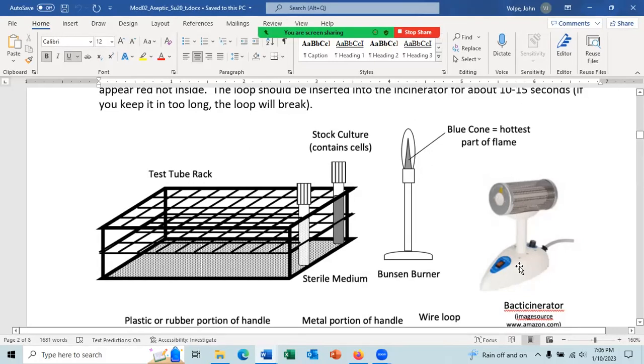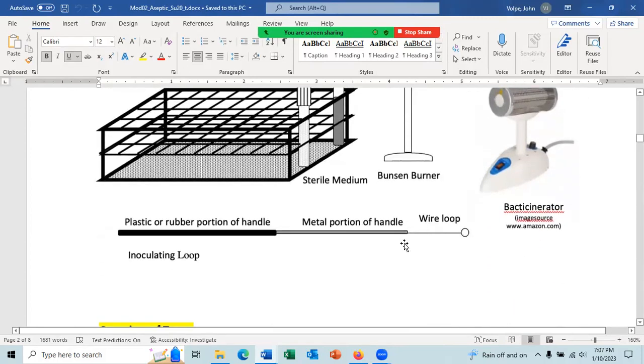We would use a Bacto incinerator, which once you turn it on, it will become red hot in the stone in there, and then you sterilize the loop inside the Bacto incinerator. And there's a picture of a loop. You only put the wire portion of the loop in the Bacto incinerator.